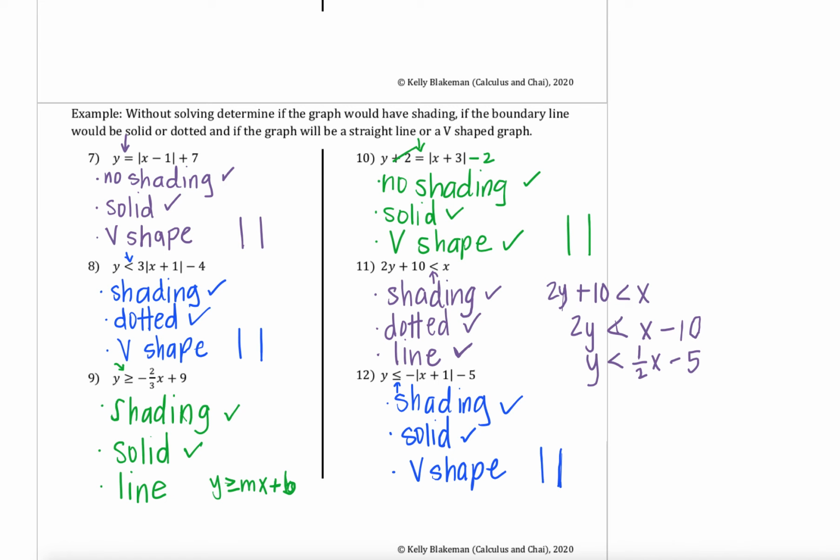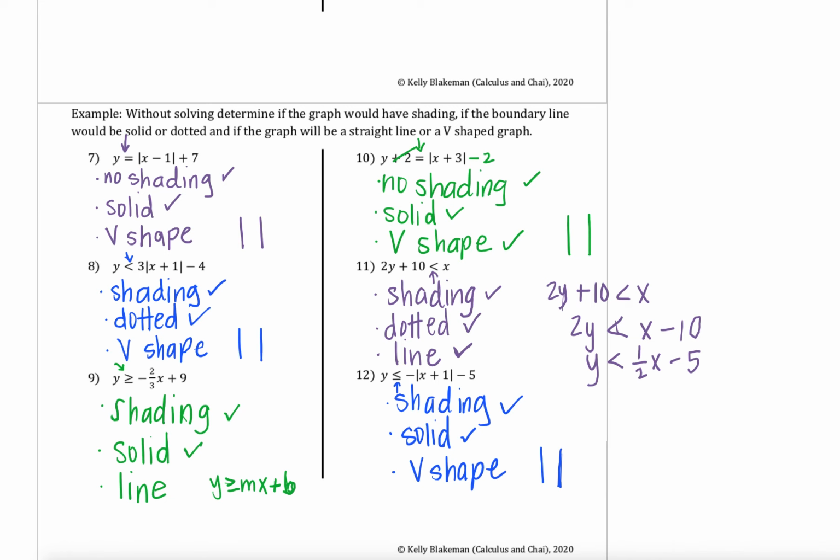And with all of these graphs that are absolute values and produce that V-shaped graph, we would graph it by identifying all of our transformations. So in example 7, I went right 1 and up 7. In example 8, we went left 1, stretched by 3, and down 4. In example 10, once we move that 2 over, we can see that we went left 3 and down 2. And then in example 12, we went left 1, reflection over the x-axis, and then we went down 5.